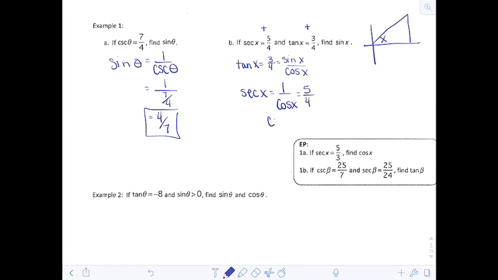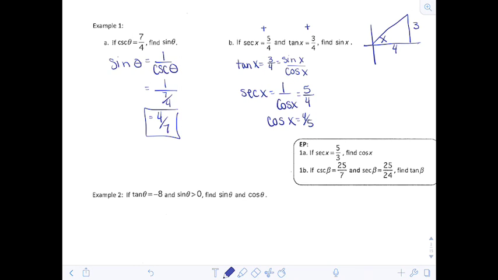So I would know then that the cosine of x is 4/5. Now, all that being said, we can label this triangle. If I know the tangent of x is 3/4, I know that's opposite, which is 3, over adjacent, which is 4. And using Pythagorean theorem, like I said, you could easily find that hypotenuse.